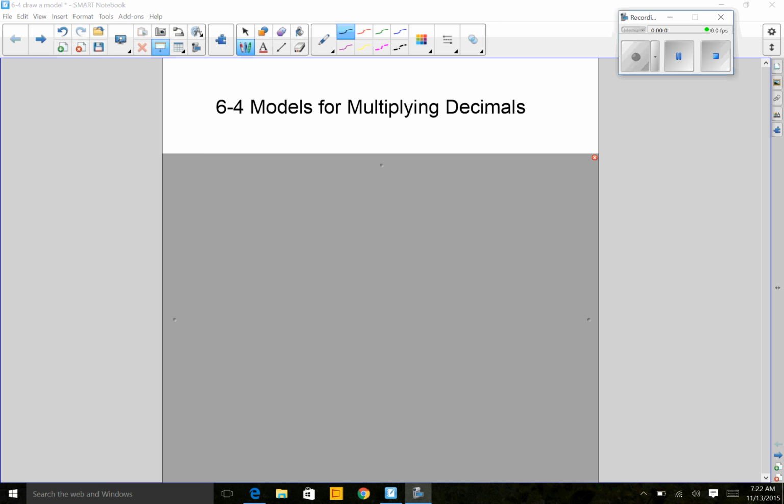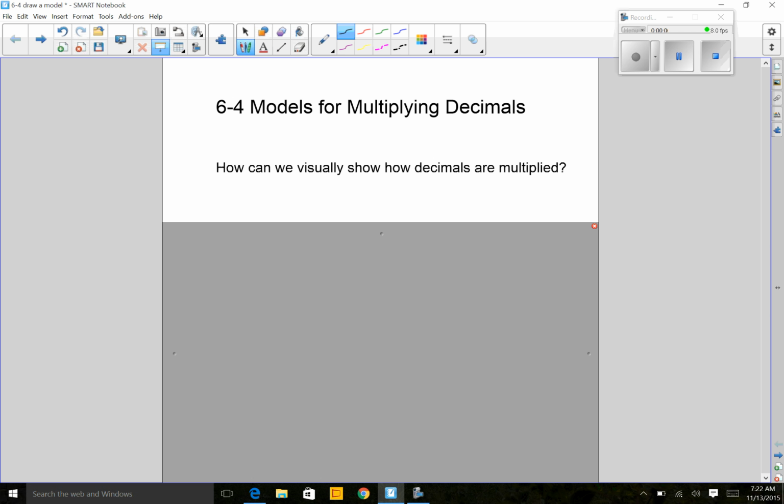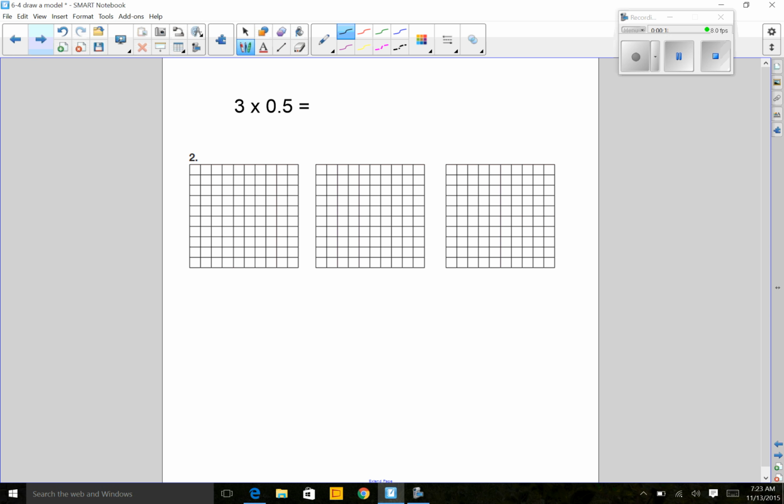Welcome to Topic 6, Lesson 4, Models for Multiplying Decimals. So in this video, we're going to show how you can visually show how decimals are multiplied. We're going to do that a couple different ways, and then we're actually going to look at an algorithm for multiplying decimals.